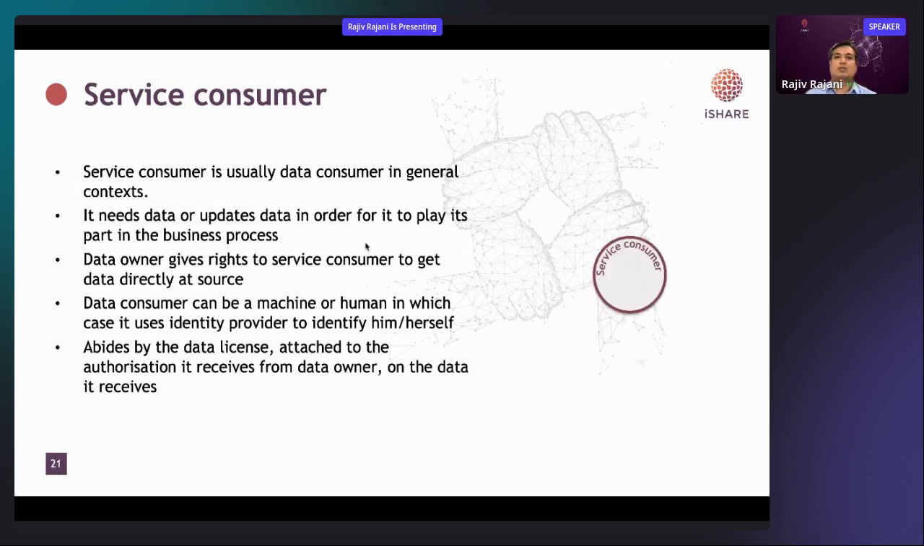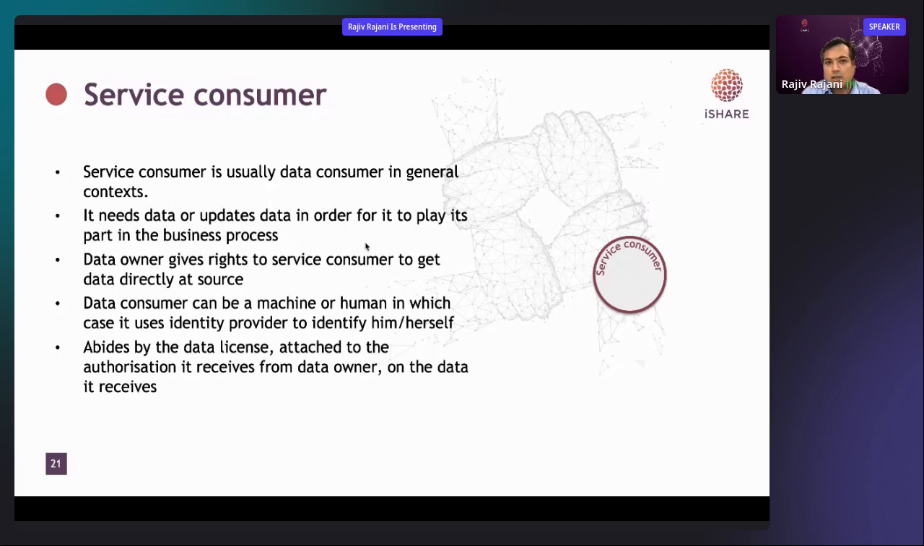Service consumer, as I said, is usually the data consumer in a general context. Most of the time it needs data in order to do its business, or it sometimes provides updates to the data as a result of a certain action that it performs. A good example: say there is a package to be picked up from a warehouse for a company, and the company assigns that task to a transport company which operates the trucks. Then the transport company is basically the data consumer.